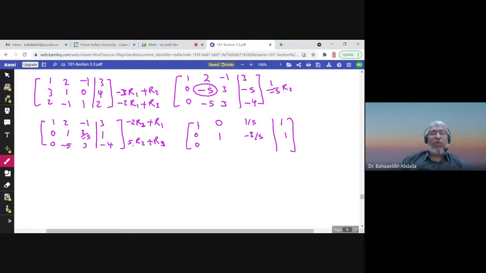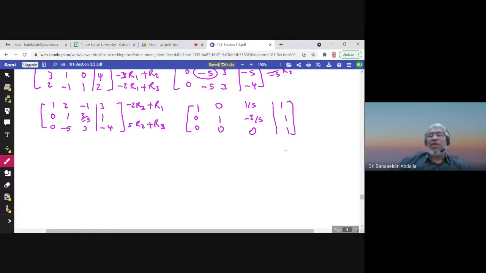Okay, the third row. 5 times 2 is 10. 5 times 1, we are multiplying our row 2 by 5. 5 times 1, 5, minus 5, 0. 5 times 3 over negative 5 is negative 3, plus 3, that's 0. 5 times 1 is 5, plus negative 4 is 1.